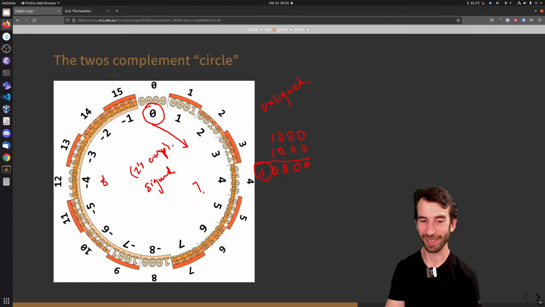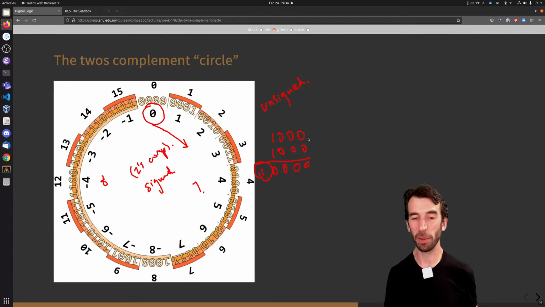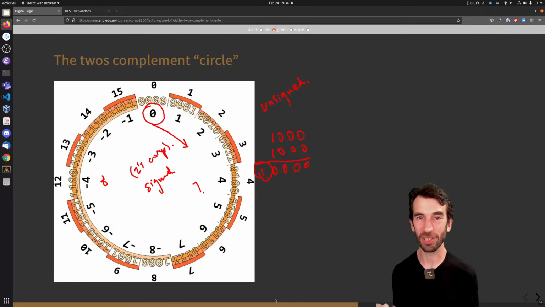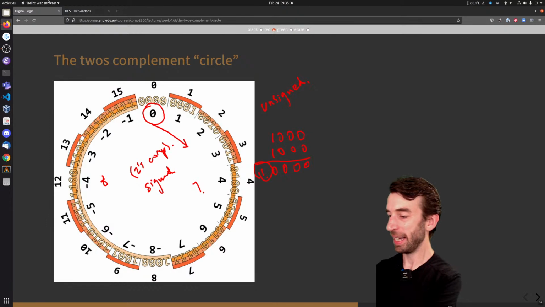Someone just wrote 10000. That's true, 10000 is the answer of 1000 plus 1000. If someone wants to send me a binary number through the chat, you're going to have to use 0b to start with. So 0b10000. But really it's 0b1234. Carry the 1.